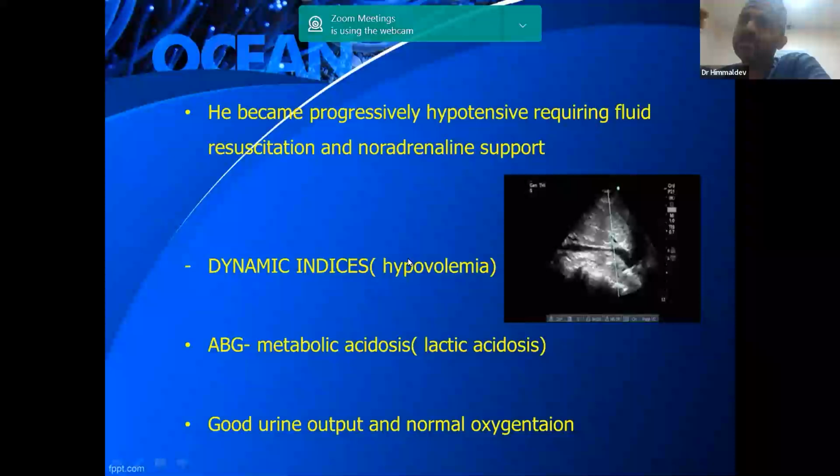And since the fluid resuscitation didn't bring up the blood pressure, we started him on vasopressors, that is noradrenaline support, indicating that this patient is going into a sicker phase. And we did an arterial blood gas analysis which showed metabolic acidosis, but he had a good urine output and his oxygenation still remained normal. So here he went into hypotension, but his output and oxygenation remained normal.